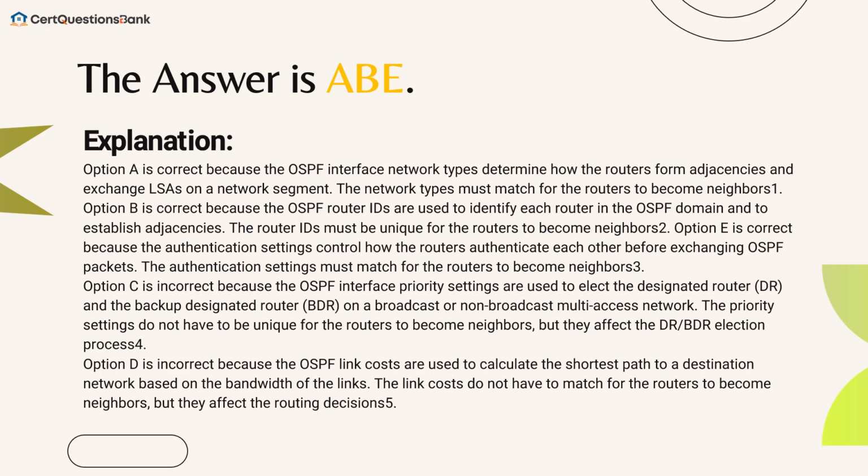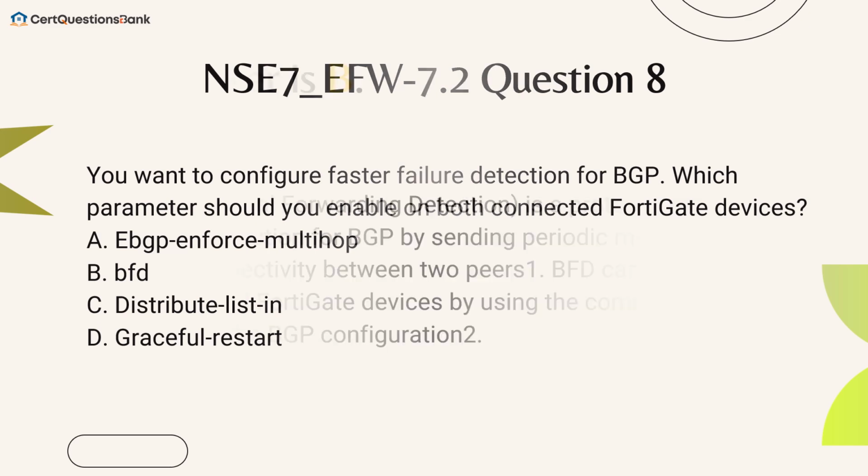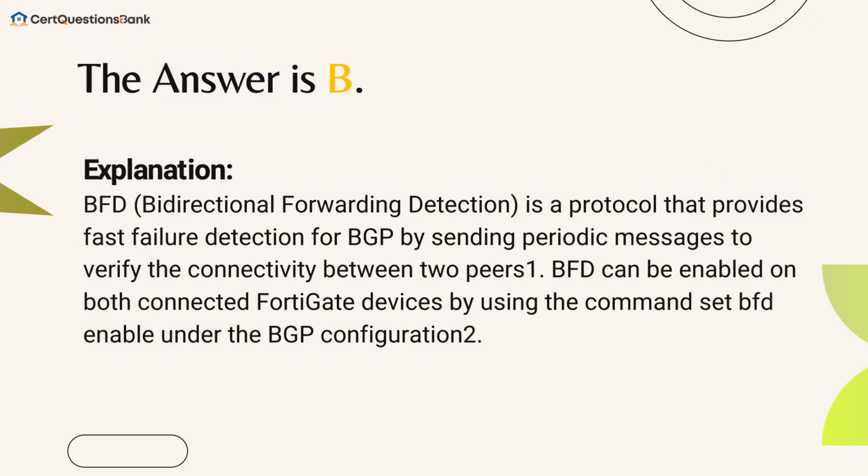Question 5. You want to configure faster failure detection for BGP. Which parameter should you enable on both connected FortiGate devices? A. eBGP enforced multi-hop. B. BFD. C. Distribute list in. D. Graceful restart. The answer is B.